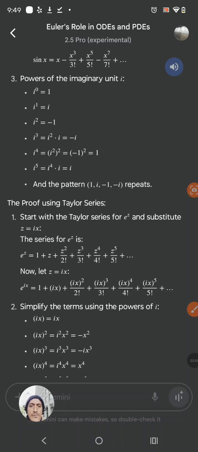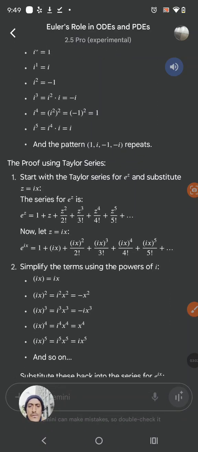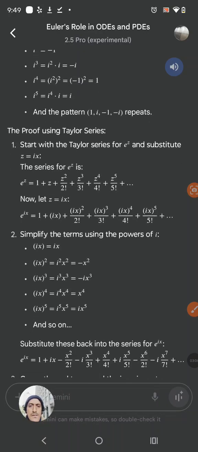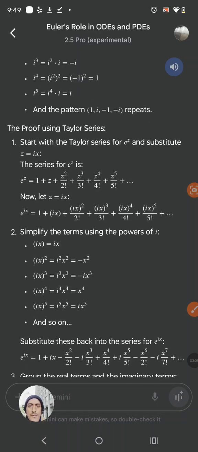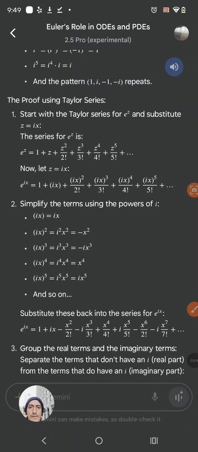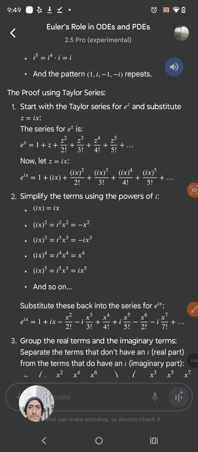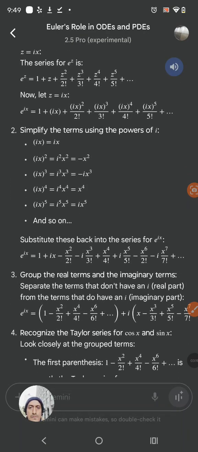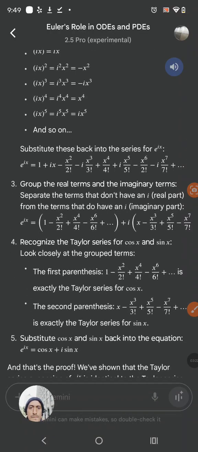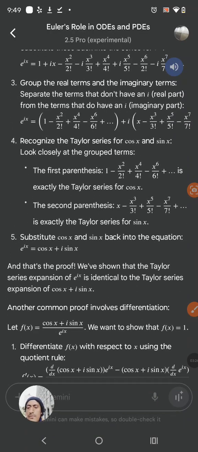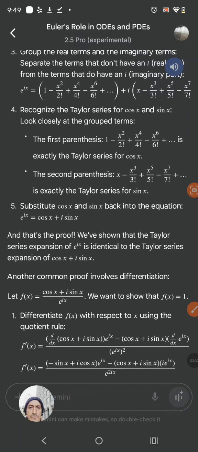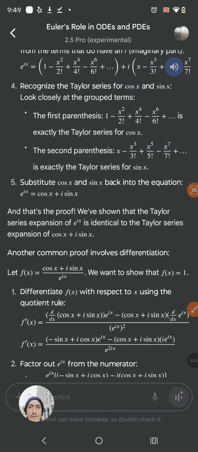So start with the Taylor series for e to the power z and substitute z equals ix. So the series for e to the power z. Now let z equal ix. So e to the power ix equals 1 plus ix plus ix whole squared by 2 factorial, and so on, and simplify the terms using the powers of i. So it goes on. It looks like a pretty good proof. Substituting cos of x and sin of x back into the equation, it gives e to the power ix equals cos x plus i sin x.